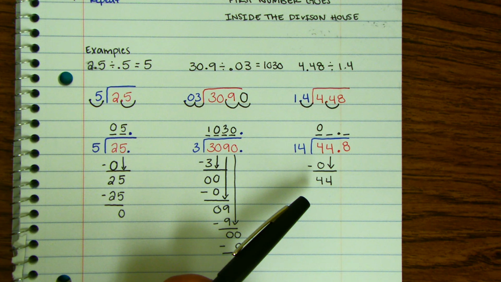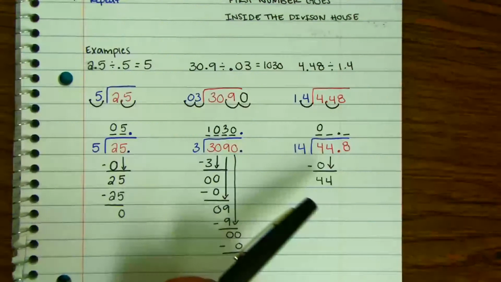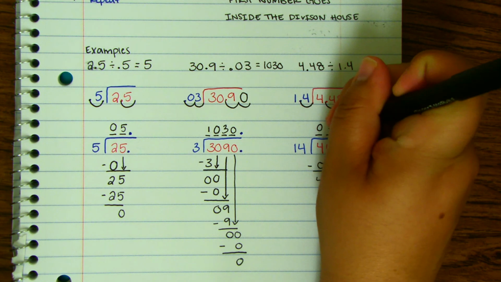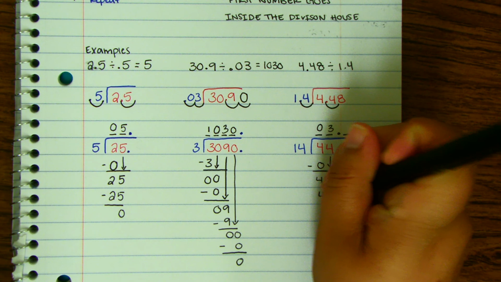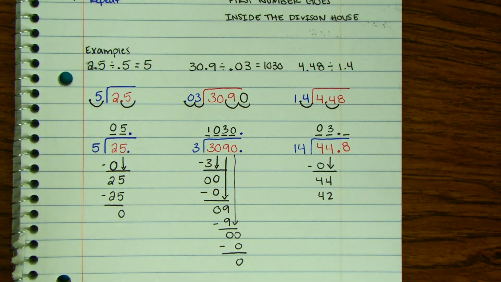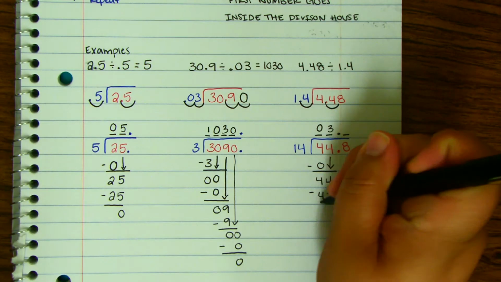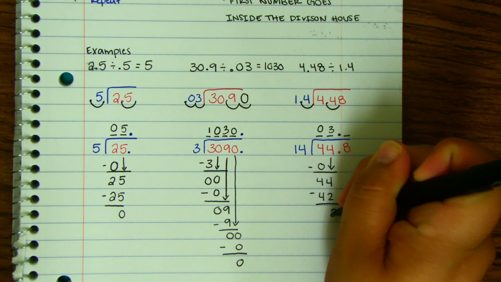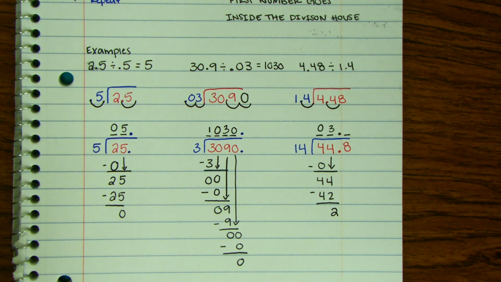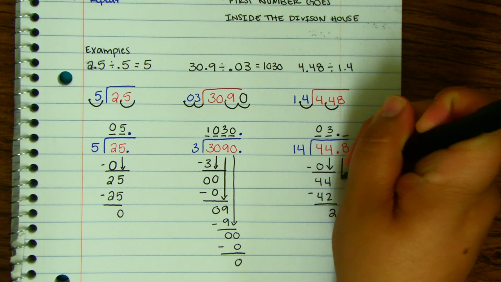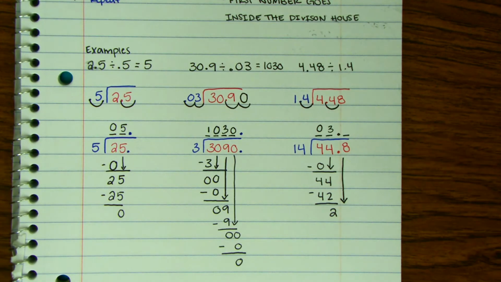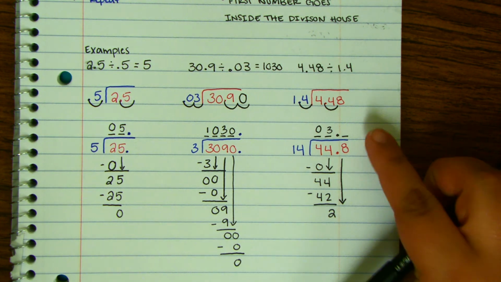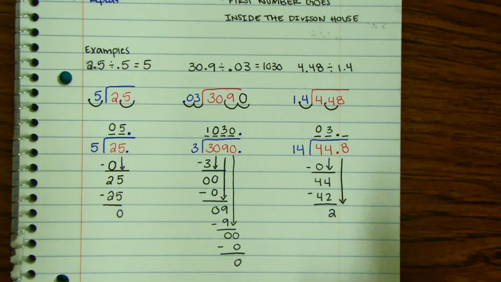Well, I know over the course of the week we've been doing this problem. So I know that 3 times 14 will give me 42. So I'm 2 away. So I have to subtract. I have a remainder of 2. And I bring down the next number. So I'm not bringing down the decimal point. I'm just bringing down the number because the decimal point has already been added to the top of my answer.